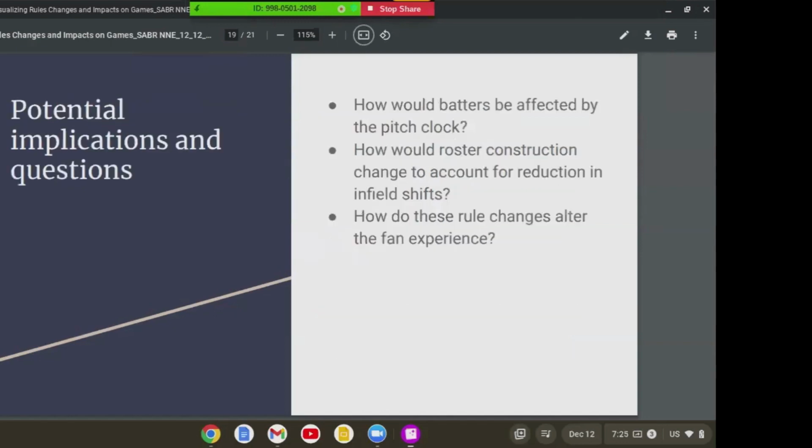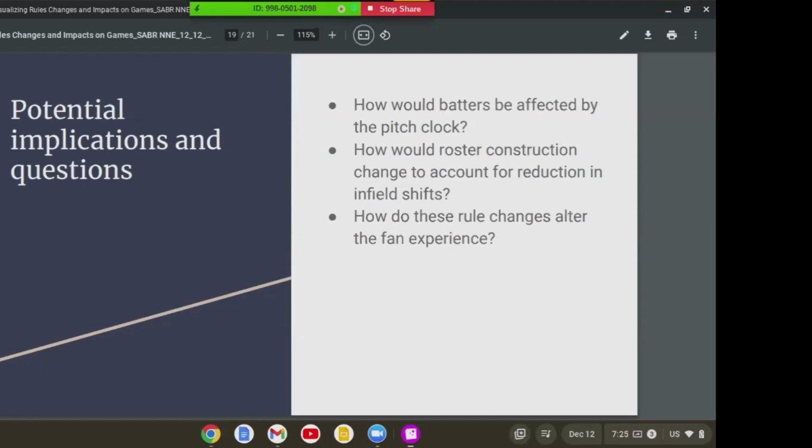But this raises some really interesting questions, like how would batters be affected by the pitch clock? Because we've talked a lot about pitchers, but how would batters be affected by it? How would roster construction change to account for the reduction in infield shifts? Jason Stark had a really interesting article about this.